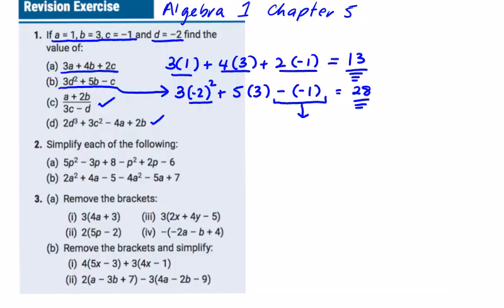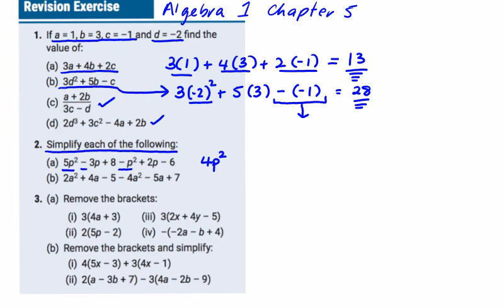Question 2 is simplify each of the following. We've gone through all the mistakes people make in class, so we've tried to underline like terms. The first one is 5p squared, and then we underline the next p squared, and we read this sum on its own. 5p squared minus p squared is 4p squared, 5 minus 1.